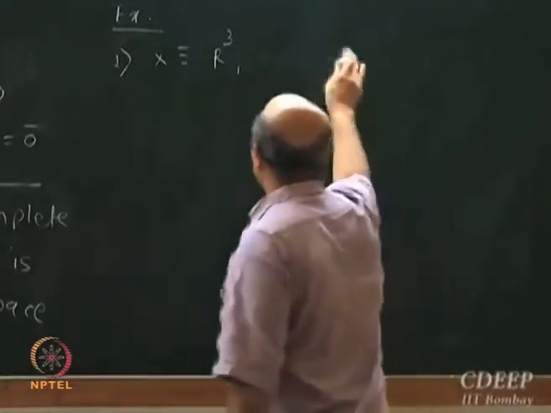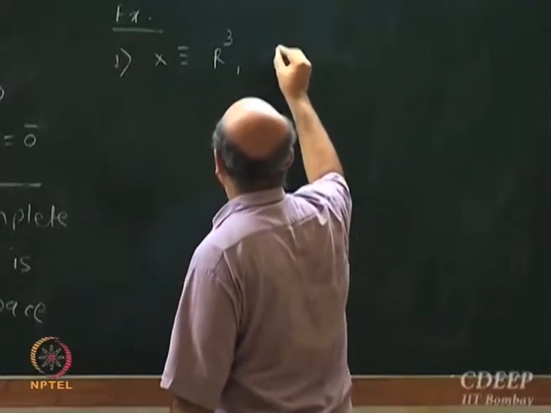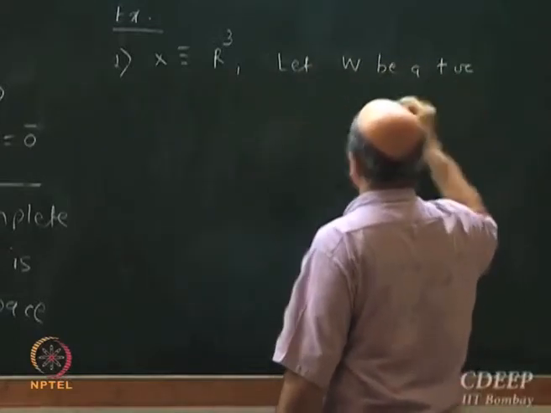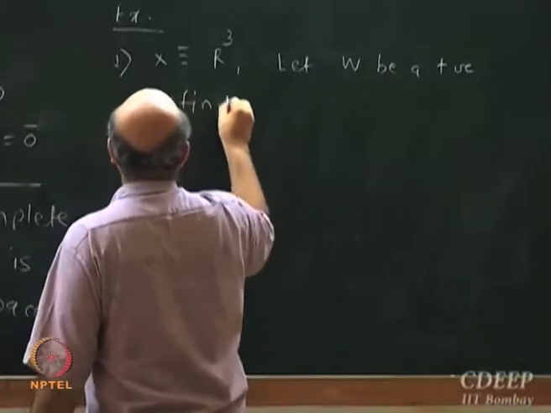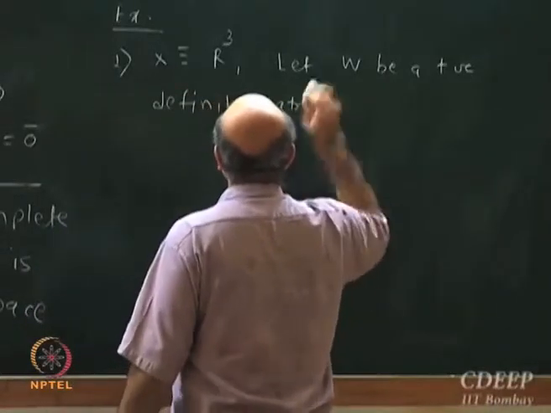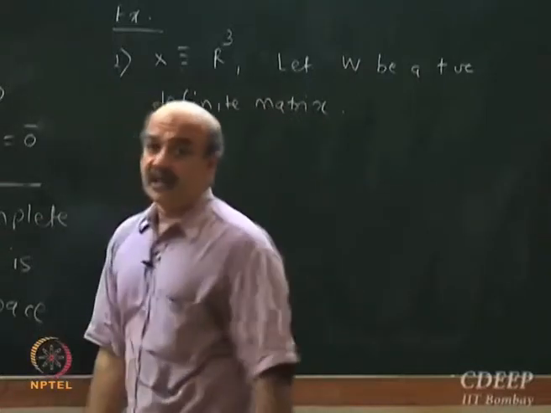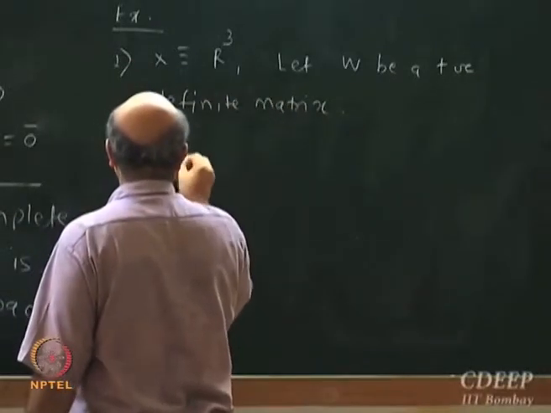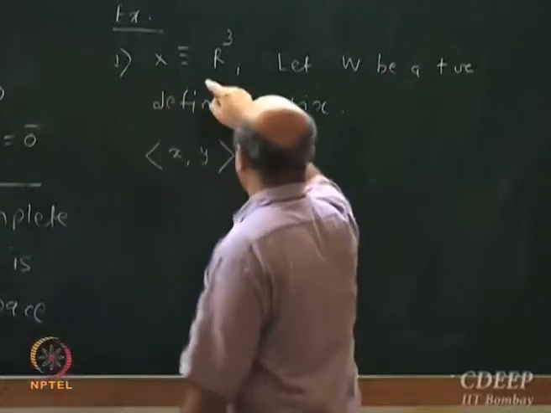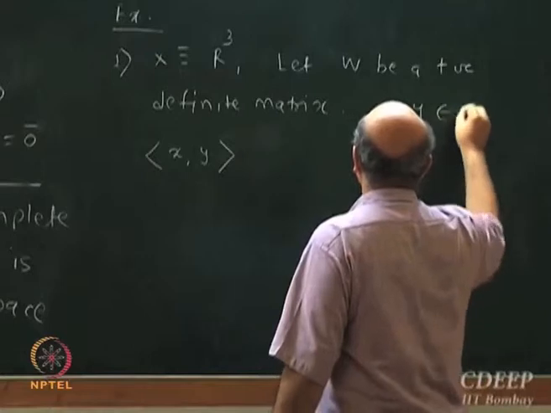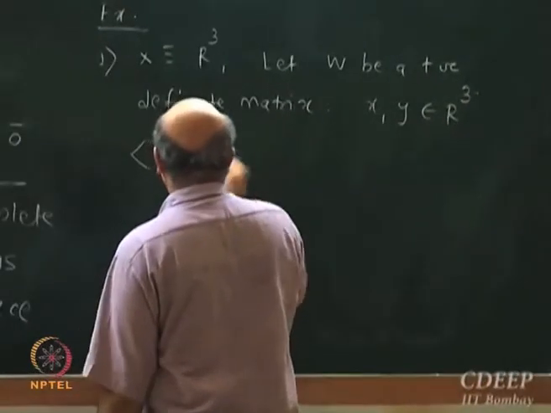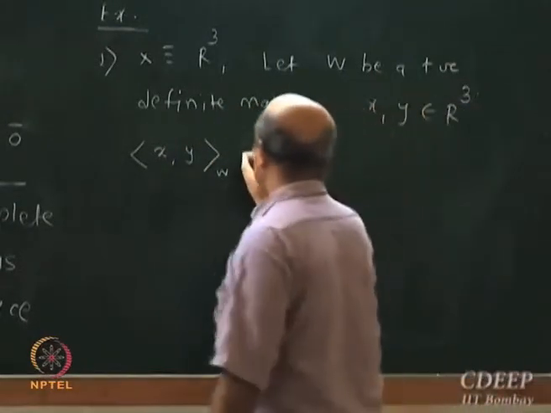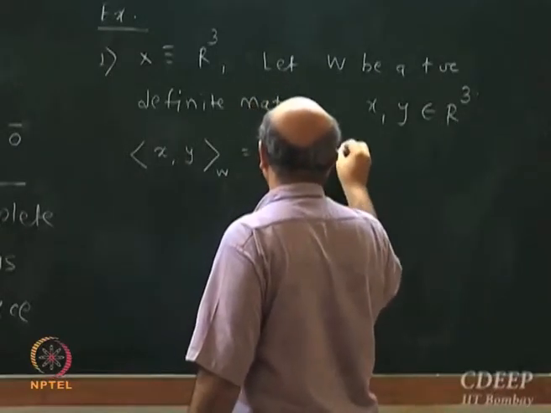Let W be a positive definite matrix. So now we define an inner product using this positive definite matrix W. My inner product for any 2 vectors x, y that belong to R3, x inner product y, I am going to give a little subscript here W, is going to be defined as x transpose W y.